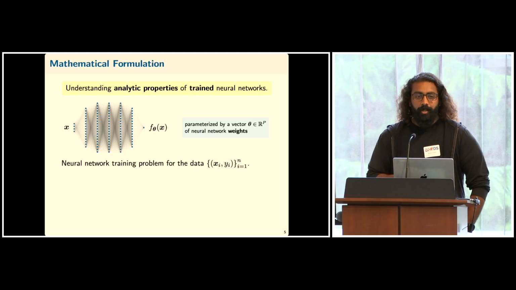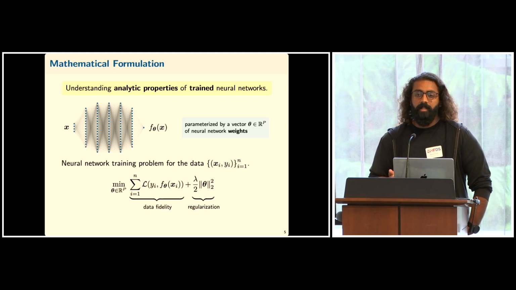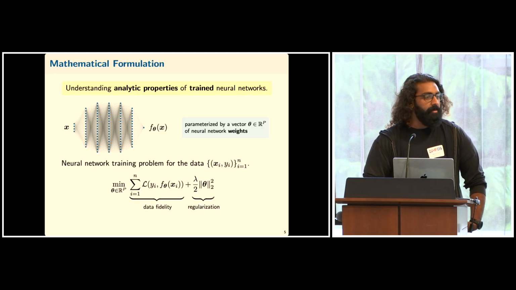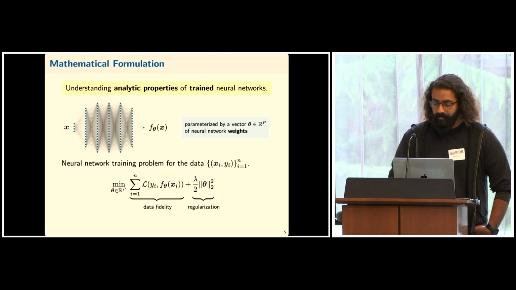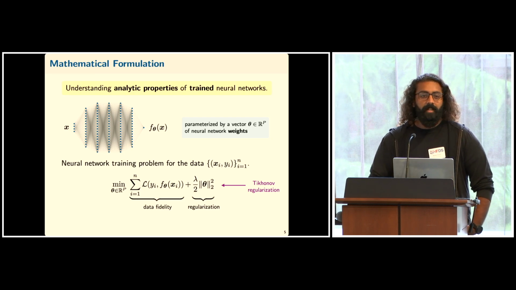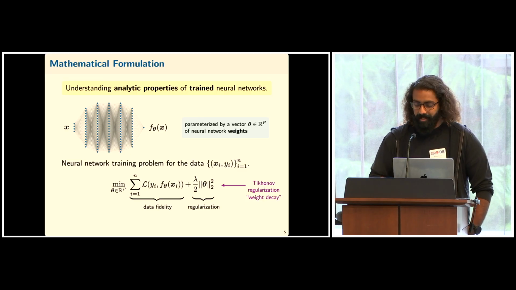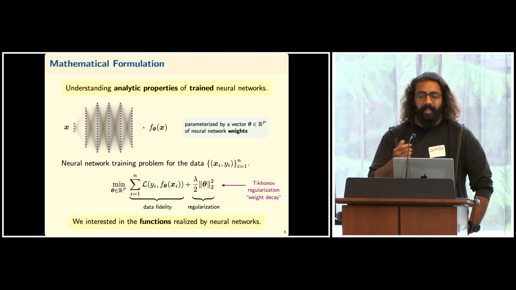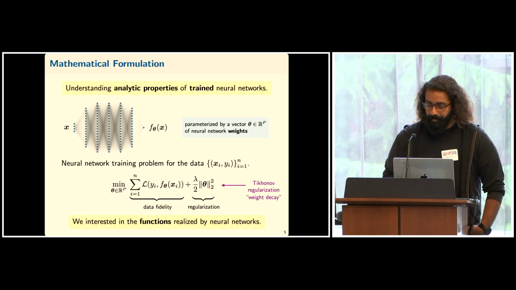Now if you want to actually train a neural network, you have some dataset of (x, y) pairs, and you're looking at optimization problems like this. Here we're minimizing over our vector of parameters theta. We have two terms, a data fidelity term, and an explicit regularizer. For some of the talk we'll have that, for some of the talk we will not. This is Tikhonov regularization, or what people in machine learning like to call weight decay, because they give new names to old ideas, but whatever. And again, what we're going to focus on today is understanding properties of the end-to-end mapping of the functions realized by neural networks.